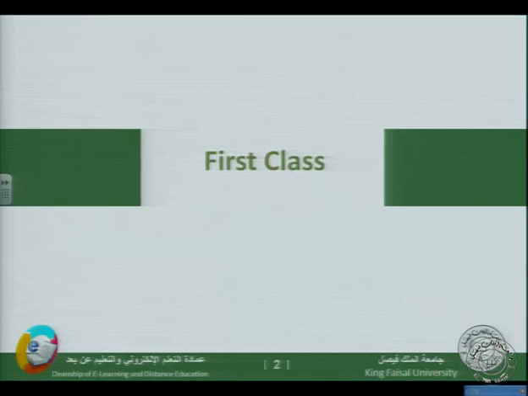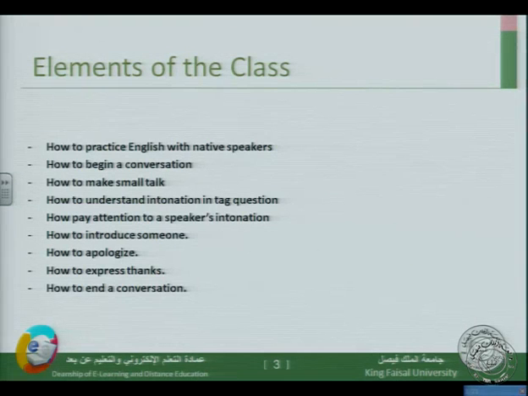Today we will start our first class talking about how to practice English with native speakers, how to begin a conversation. We also cover topics like how to make small talk, how to understand intonation in tag questions, how to pay attention to a speaker's intonation, how to introduce someone, how to apologize, how to express thanks, and how to end a conversation. We'll learn all of these skills in formal situations.